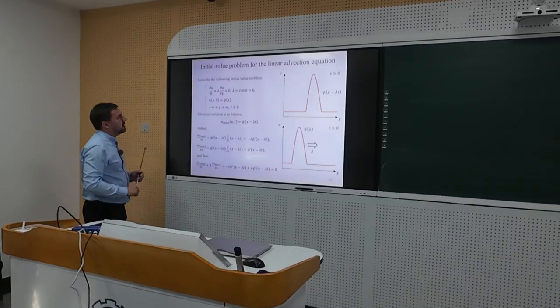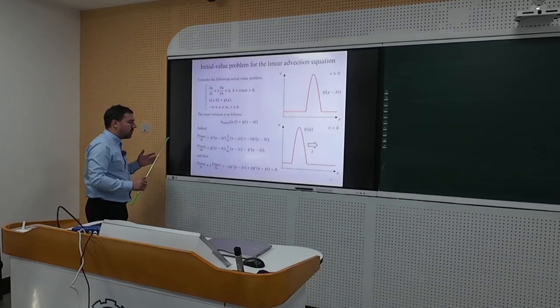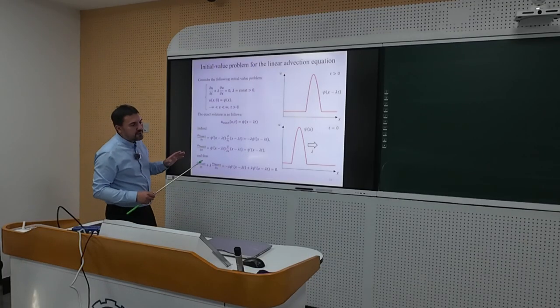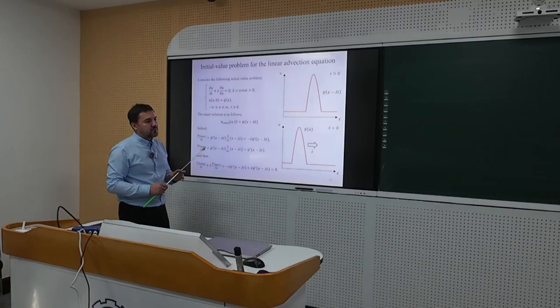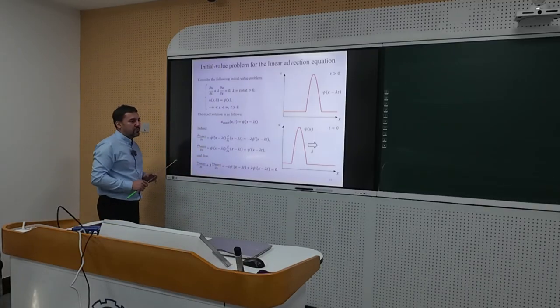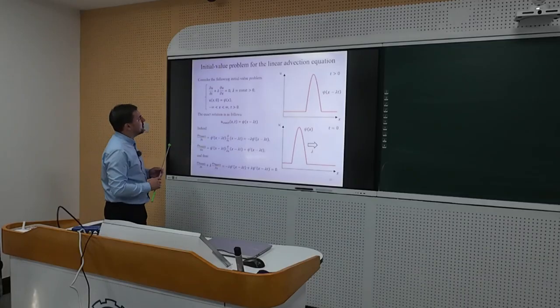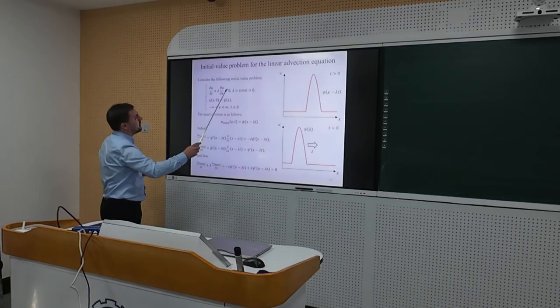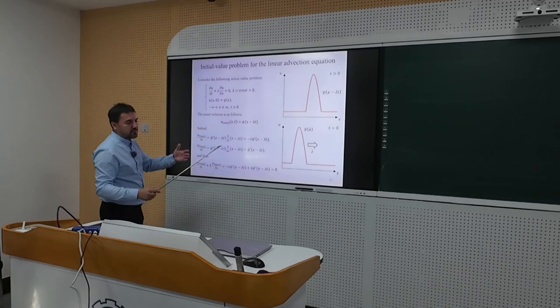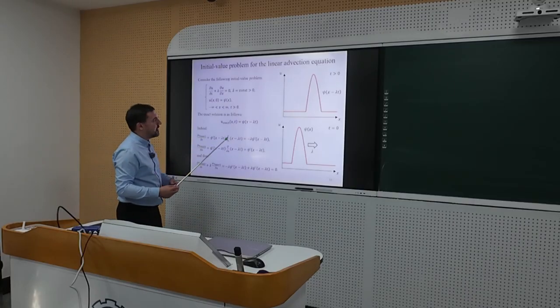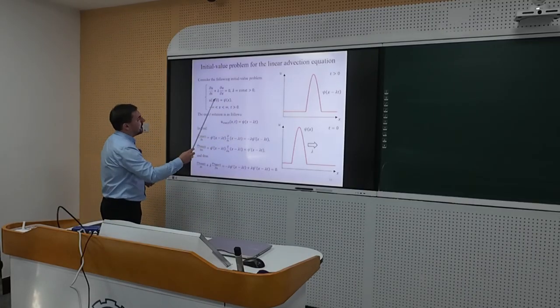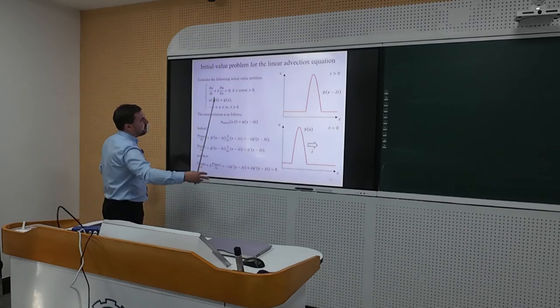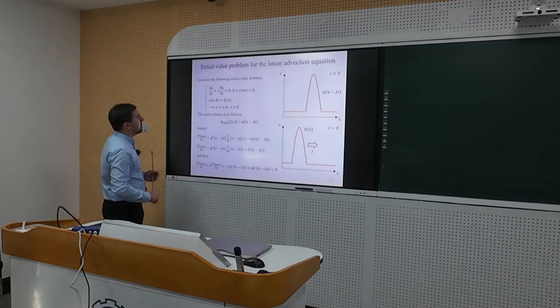Let's start with the linear advection equation, because there are very important concepts, and it will be simpler to explain them to you using the simplest possible model. So consider the following initial value problem. Initial value problem or Cauchy problem, they're synonyms. It means that we have our partial differential equation, we have an initial condition, and we do not have boundaries, right? So this is an initial value problem.